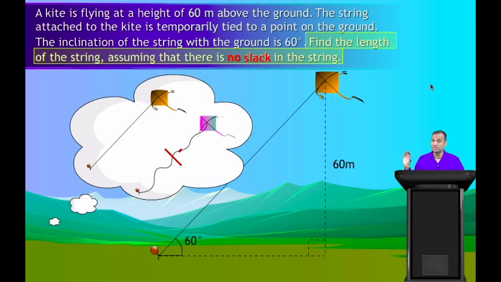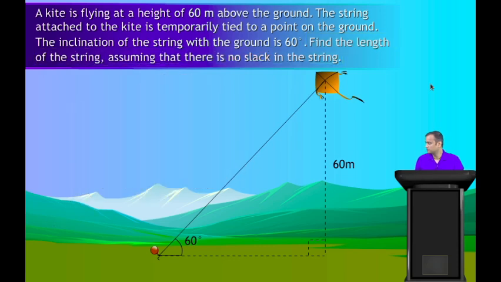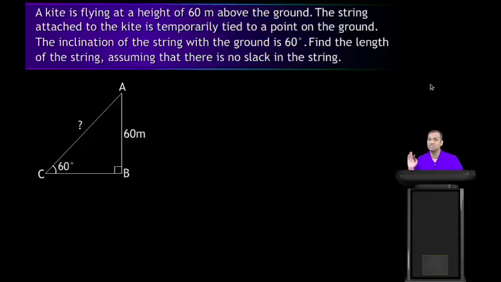So what is the meaning of no slack? Look here, this string has no slack, but this string has slack. So it is loosely tied with the ground. So we will use the first one and we will not use this one. So this is our figure, and now we have to find the length of string. This is the geometrical figure of the situation which is given to us.